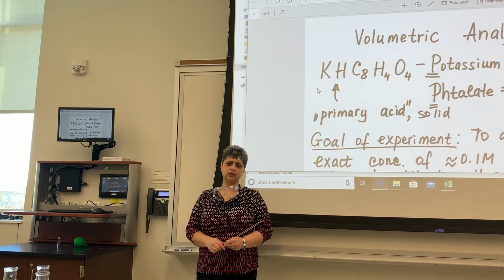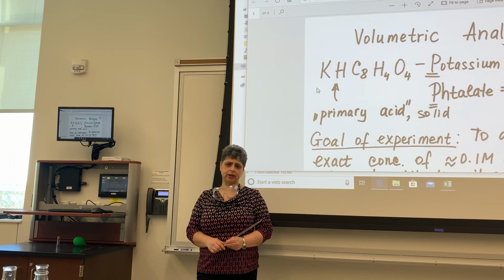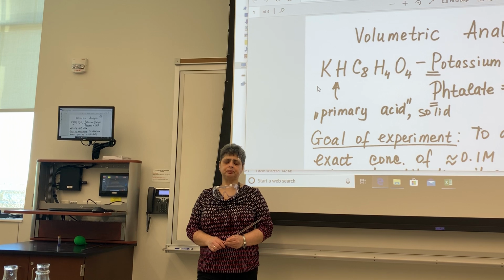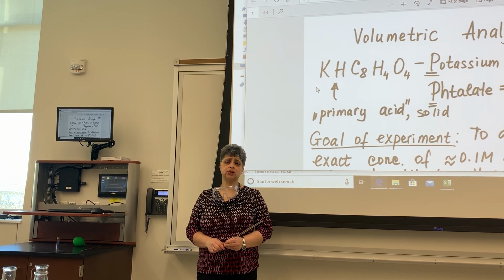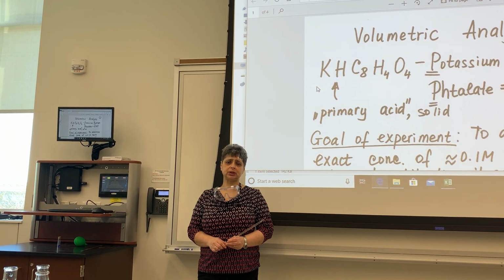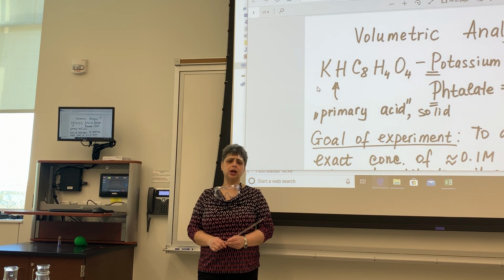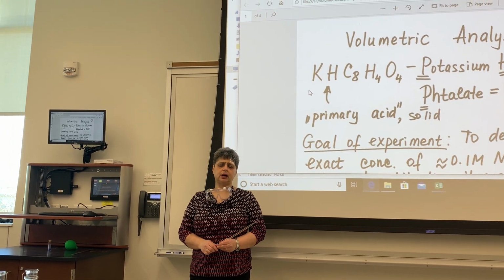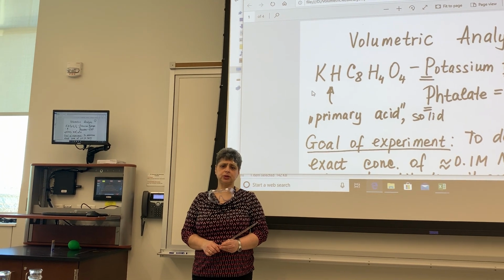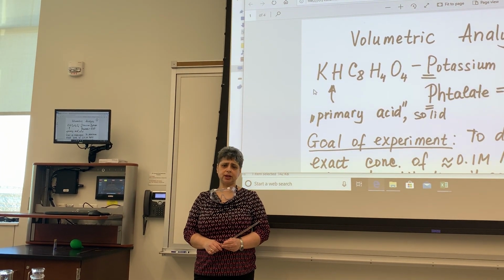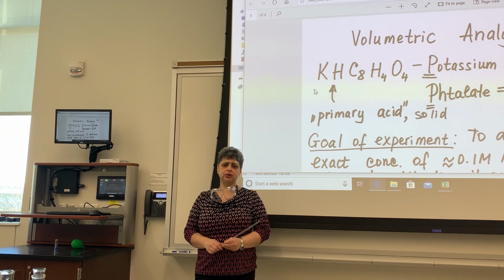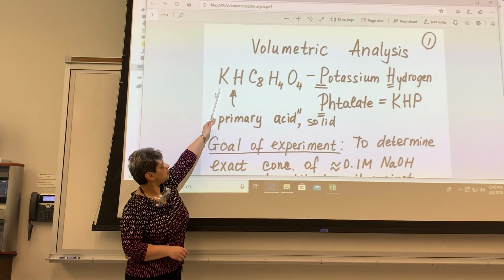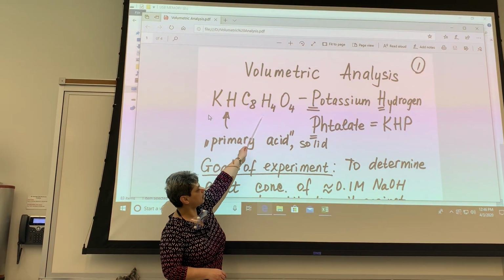The solution added from the burette is called titrant. And in our experiment today, we're using sodium hydroxide solution whose concentration is approximately 0.1 molar to find its exact concentration. The sodium hydroxide solution is going to be in the burette, so it's going to be our titrant. And we're going to titrate sodium hydroxide against a substance called potassium hydrogen phthalate.